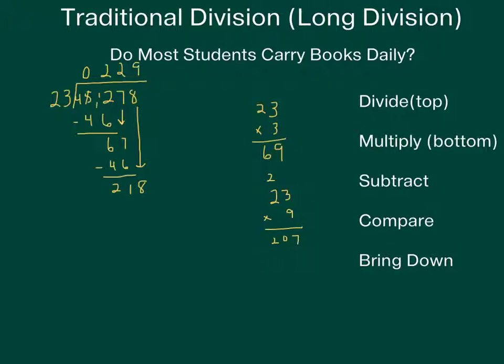So I'm going to put my 9 up at the top. 9 times 23 is 207, which goes down here on the bottom. After I multiply, it's time to subtract. 8 minus 7 is 1. 1 minus 0 is 1. After we subtract, we compare. 11 is less than 23. Bring down. There's nothing to bring down. So 11 is going to be what's left over, which is my remainder.